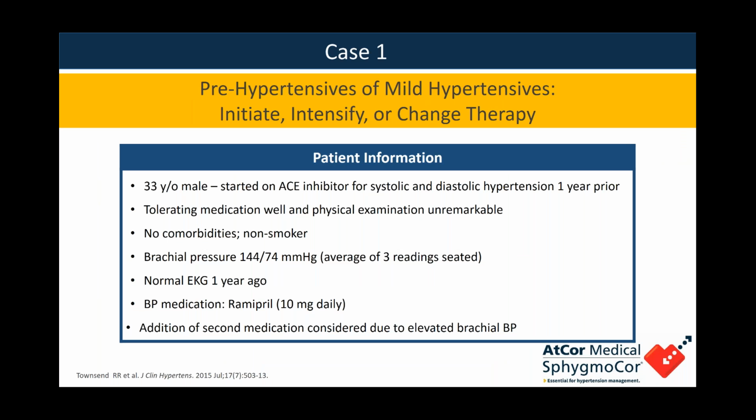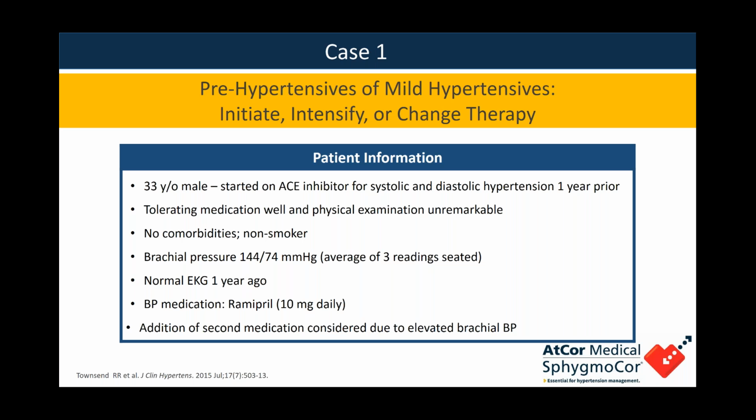So case one, let's take a patient who's a 33-year-old male, started on an ACE inhibitor for systolic and diastolic brachial hypertension 1 year before the visit. This patient is tolerating his medications, and his examination is essentially unremarkable. No real morbidities. Fortunately, he doesn't smoke. The brachial pressure on an average of 3 seated readings is 144/74. Not ideal, not terrible. His EKG 1 year ago was normal, and he's on ramipril, 10 milligrams a day.